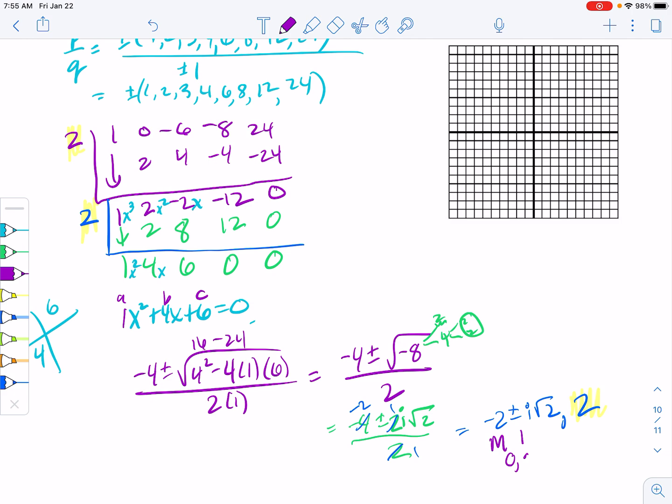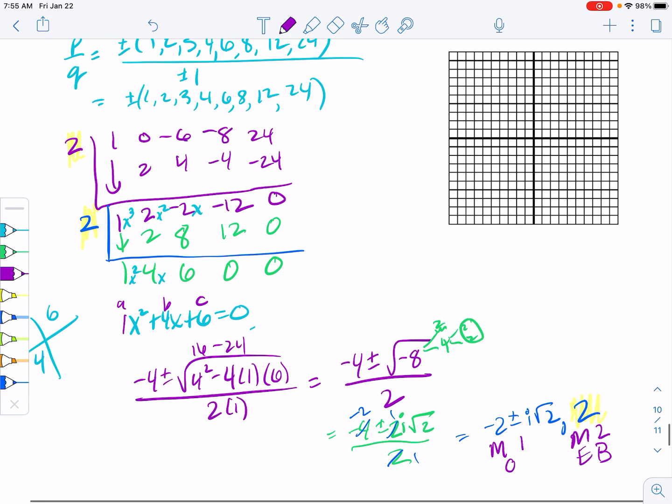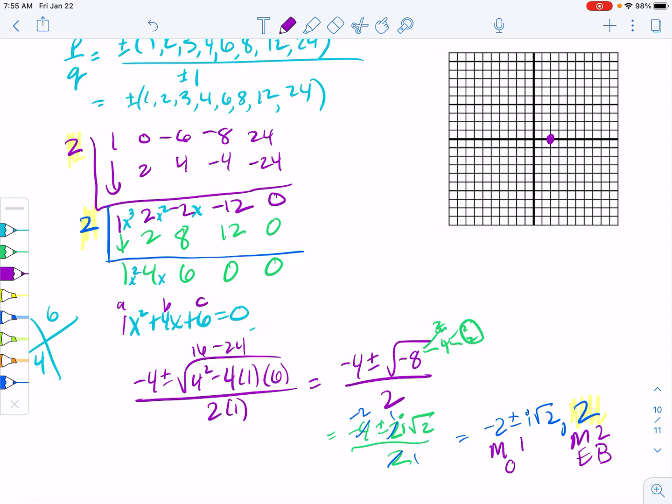We're not talking about crossing since they're imaginary numbers. If we look at this one showed up twice. So its multiplicity is 2, so it's even and bounces. So the 2 is the only thing that I'm going to have on the graph from our x-intercepts, because these are imaginary, which don't show up on our real number system graph.